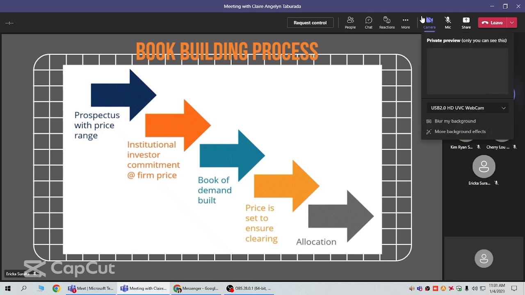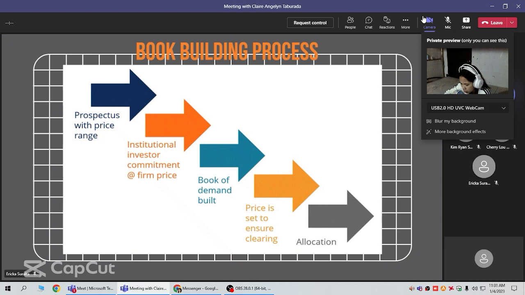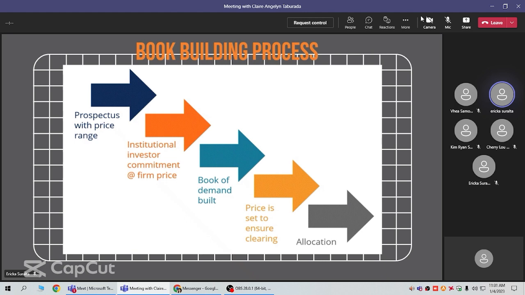And then next is the institutional investor commitment at firm price. So here the investor commits to a firm price from the price range they already know, together with the kind of shares or bonds they will get. The next is the book of demand built, and the price is set to ensure clearing after commitment at firm price.